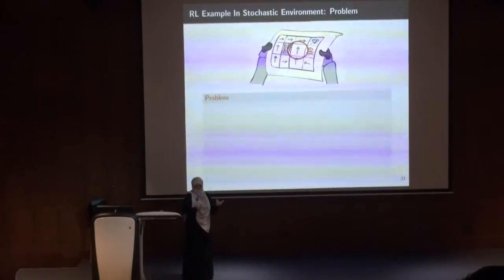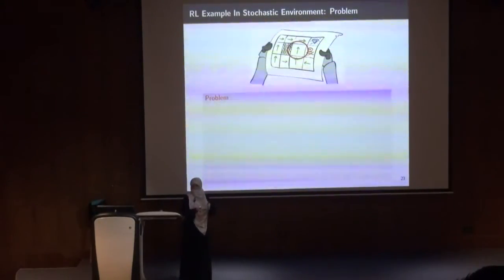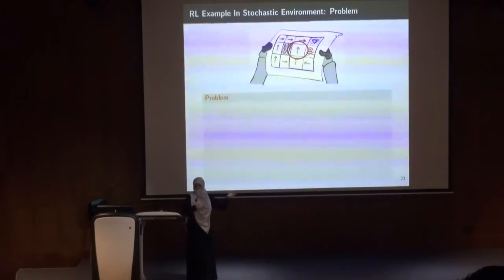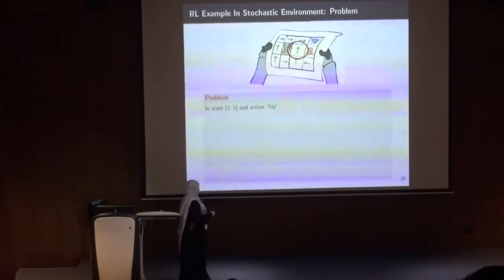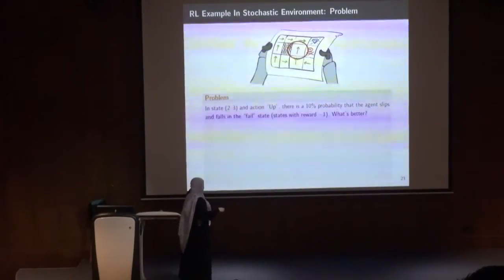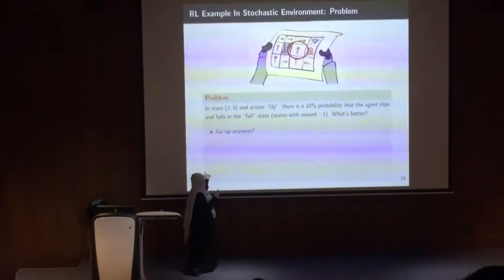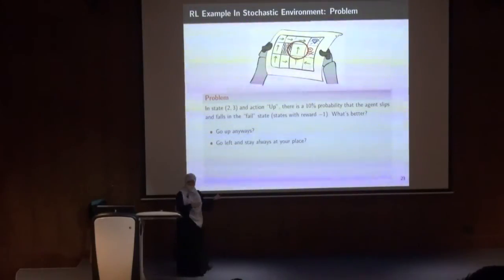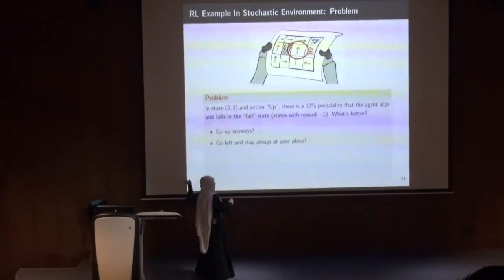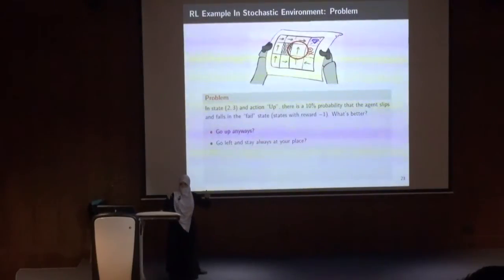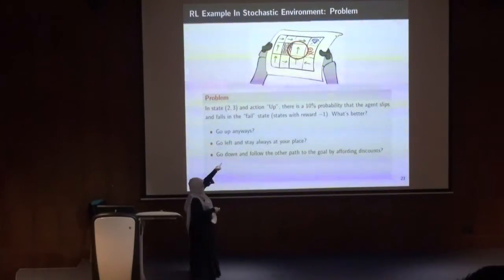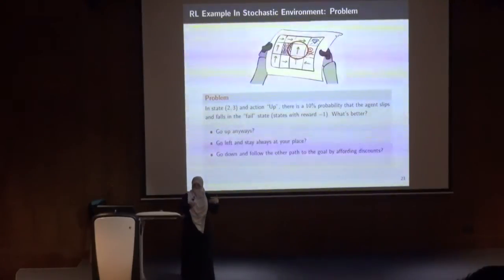So now, what would my policy say? If I have a deterministic policy, then my policy would say go up, right? But I have a probability of falling in the danger zone. So I have more than one option. Is it better to go up anyway? Is it better to go to the left and have a probability of 0.9 or 0.8 of staying at your place? Is it better to go down and go to the diamond using the longer path? So I have more than one option.